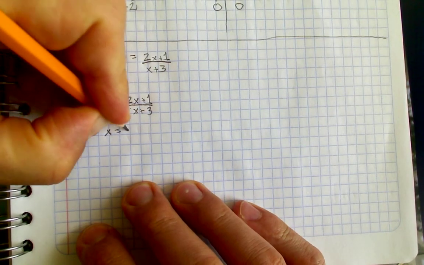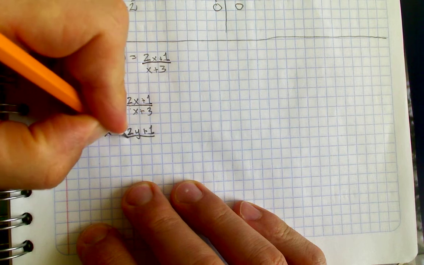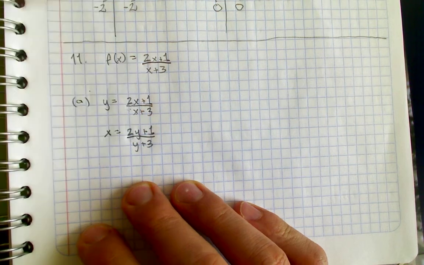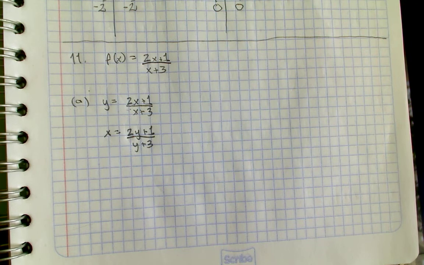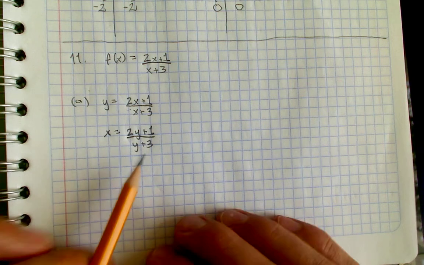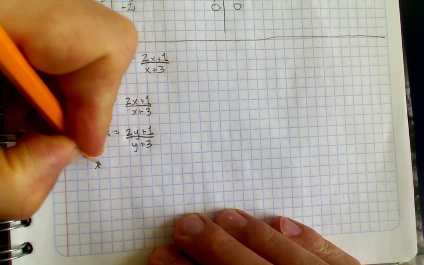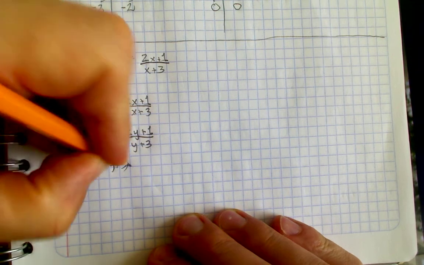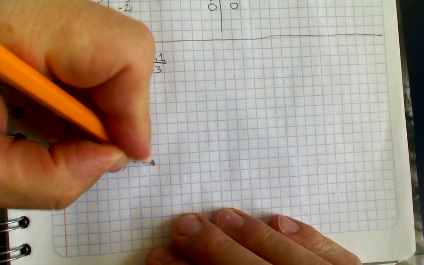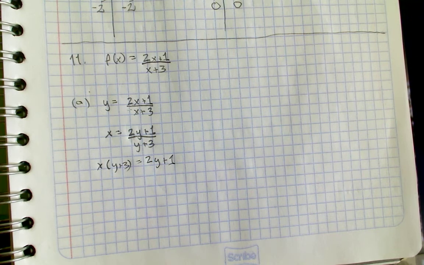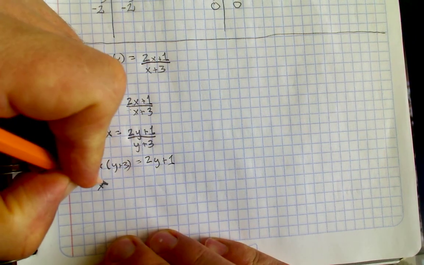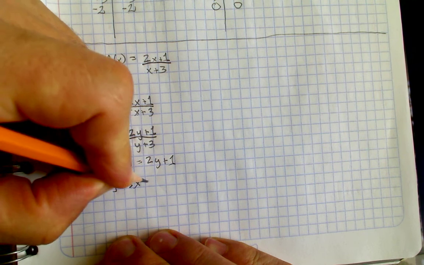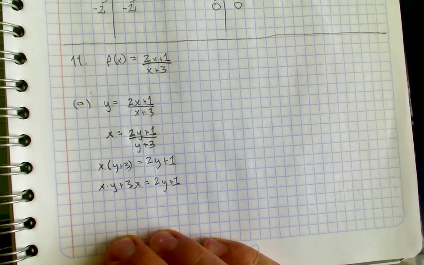In other words, I'm going to switch the inputs with the outputs and the outputs with the inputs. So x equals 2y plus 1 divided by y plus 3. And now I just need to solve this thing for y, that is, get the y all by itself. Let me start by multiplying both sides by y plus 3 to get rid of this fraction, and then I'm trying to get the y all by itself. So I'm going to need the distributive property here. x times y plus 3x equals 2y plus 1.